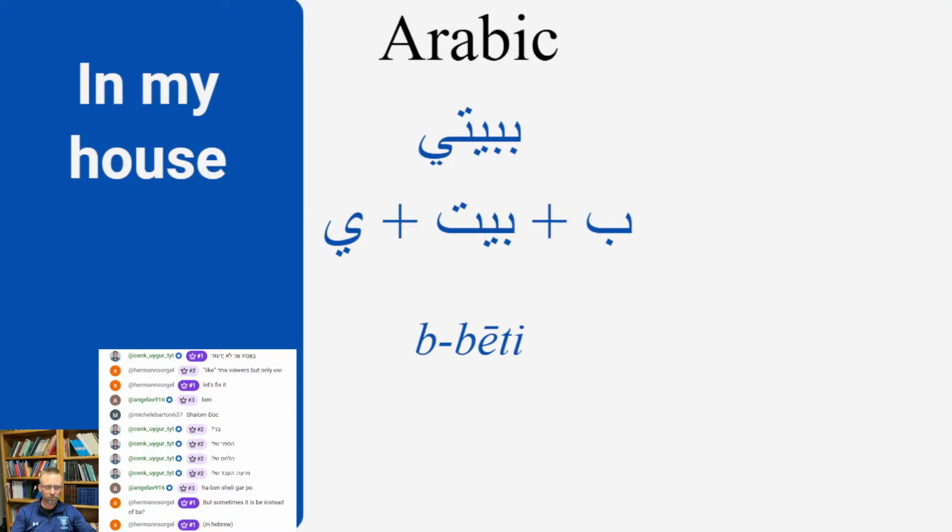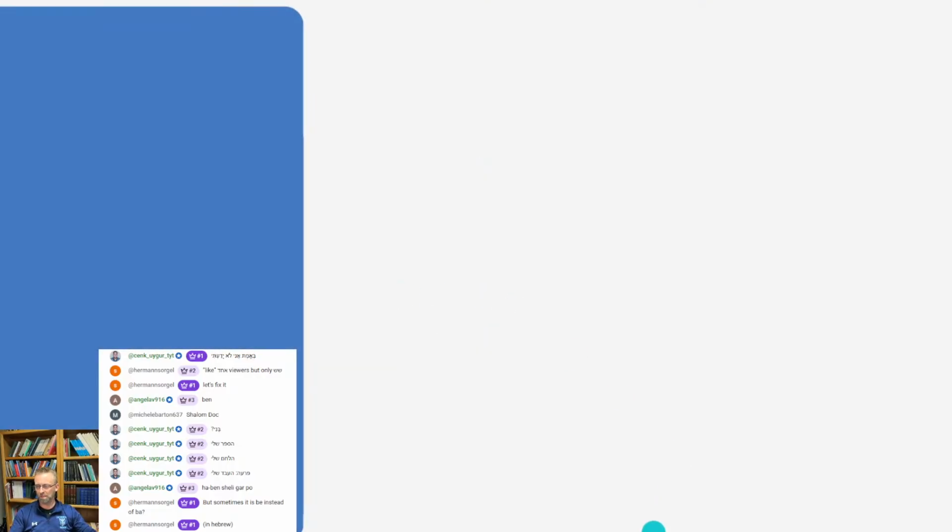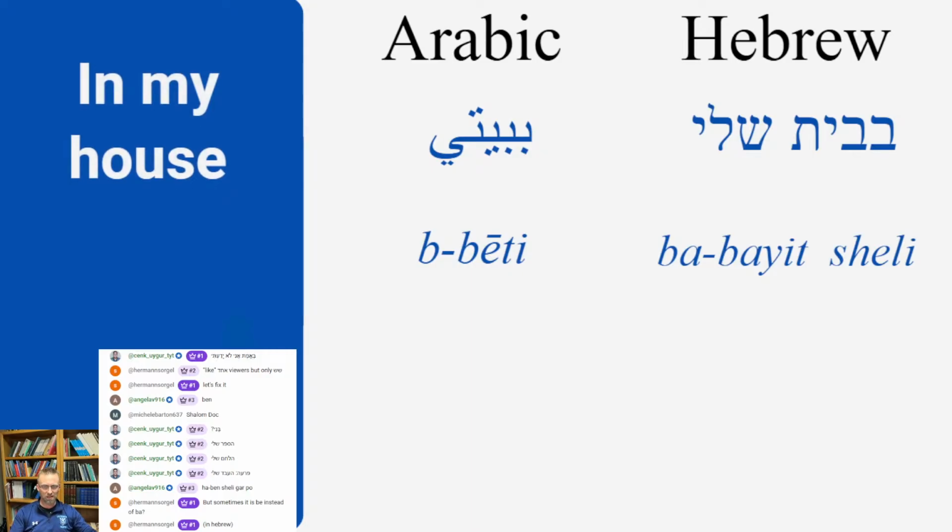Okay. All right. So b in Arabic means in. Beit means house, just like bayit in Hebrew. Beit is actually a Hebrew word too, another form of house, but bibeit, and then e in Arabic means my, just like in Hebrew. Bibeiti. So Hebrew is, well, let me bring the Hebrew up. Hebrew is babayit sheli, Arabic is bibeti. But they're not all that different.